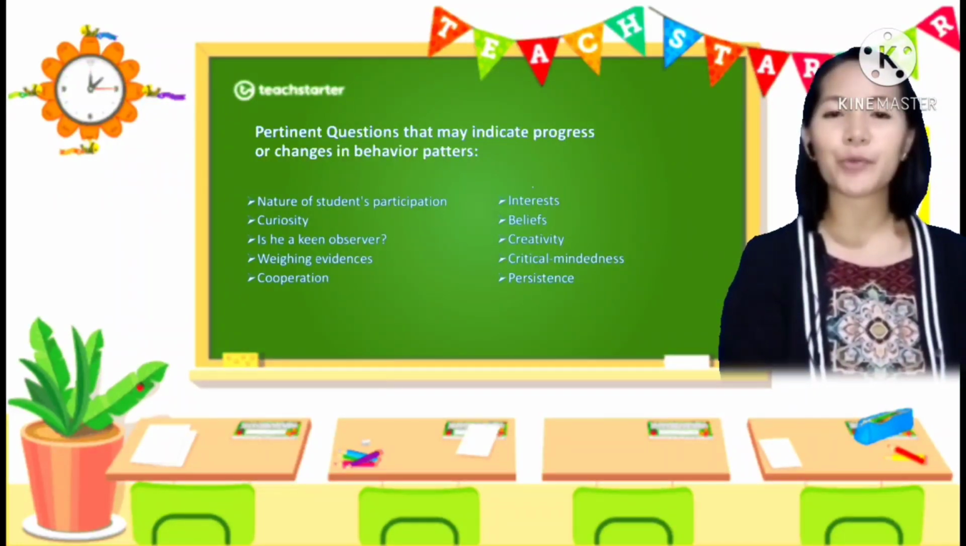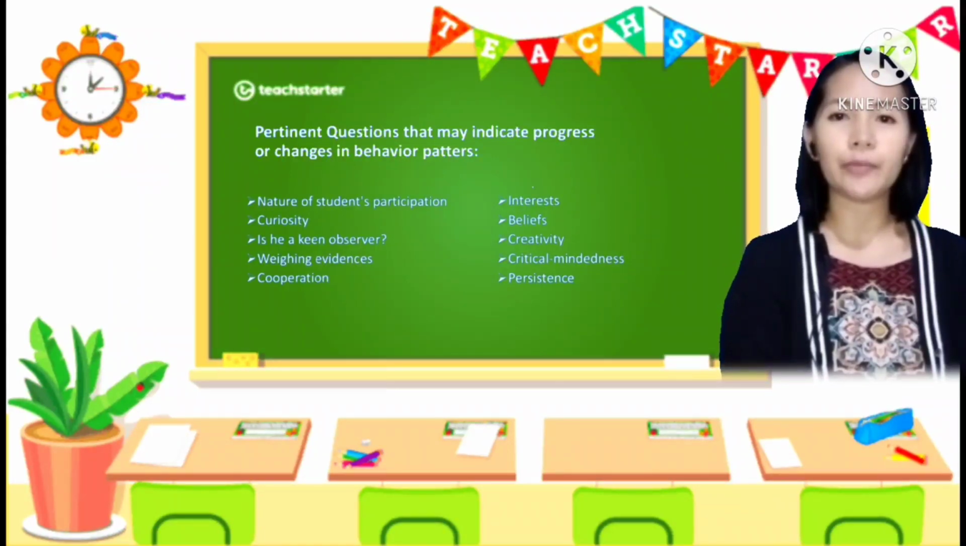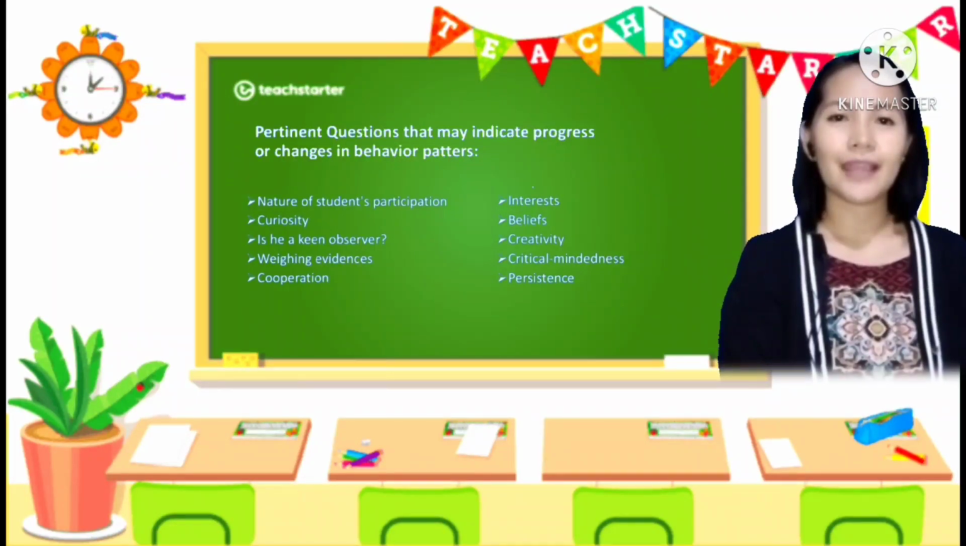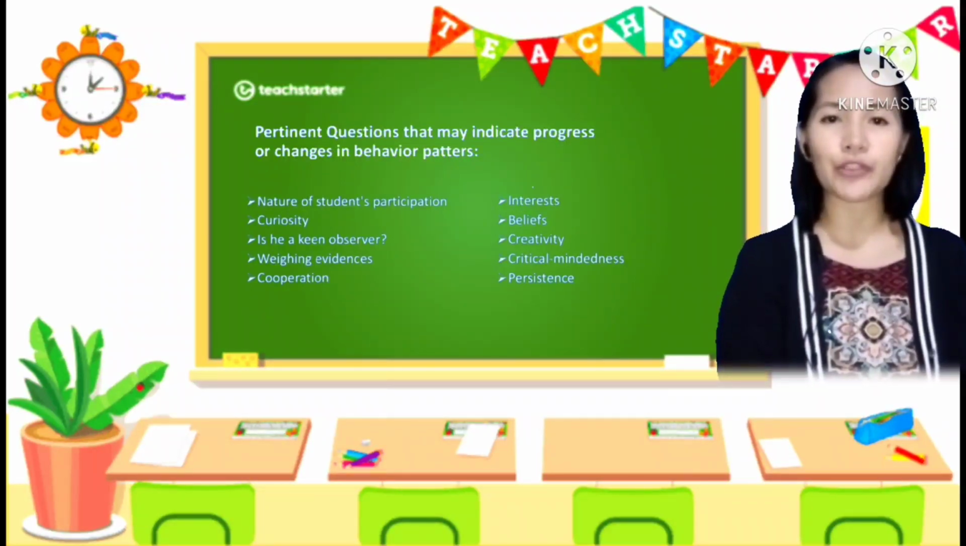The tenth one is persistence. Does he pursue a task to completion? Is he willing to spend extra time and effort in continuing difficult tasks? Does he give up easily when a problem occurs? As a teacher, we should be able to consider the different behaviors of our students so we can be able to understand them, most especially during our class discussions.